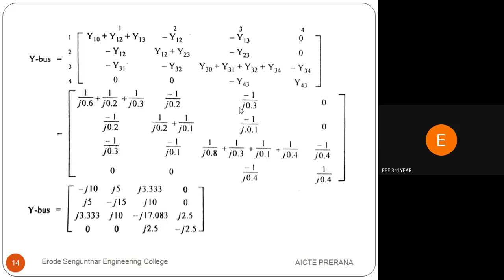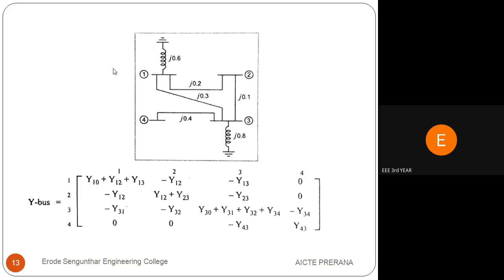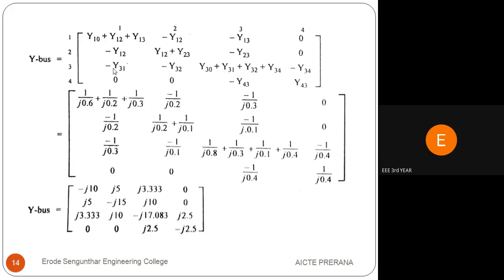So here I substitute 1 by j0.1 and minus Y23. So the Y23 value is 1 by j0.1. I have to put 3, minus except non-diagonal, all the non-diagonal elements are multiplied with minus 1. So consider the third row. In that row, we are considering minus Y31. What is the value of Y31? It is j0.3. So minus 1 by j0.3.